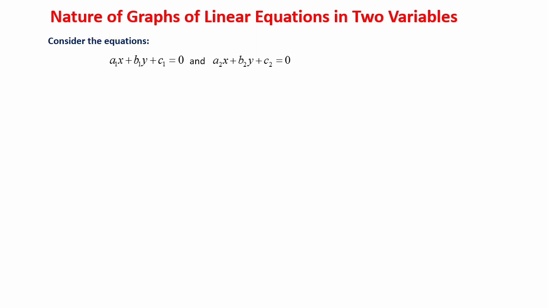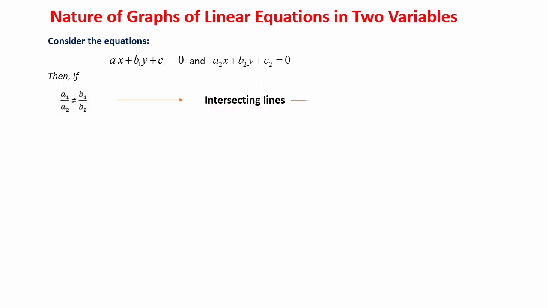For that, there are some conditions we have to study. The first one is a1 by a2 not equal to b1 by b2. You have to take the ratio of coefficients of x first, that is here a1, here a2, so a1 by a2, and b1 by b2 also you have to calculate. If they are not equal, if you are not getting the same answer, then they are intersecting lines. When you draw the equations in the graph sheet, you will get intersecting lines.